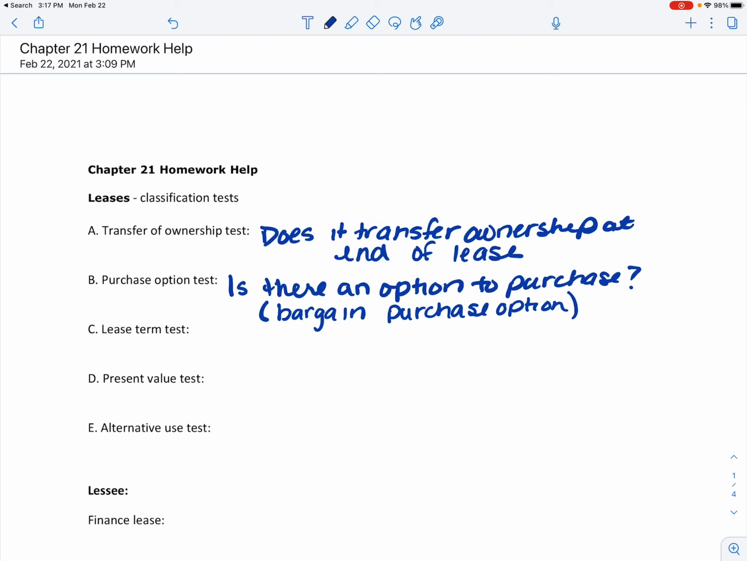All right, let's look at the lease term test. What this is looking at is the lease in number of years. Is it 75% or greater than the life of the asset? So how long is that lease term in comparison to how long that asset is going to last? Another thing you might want to look for, or some keywords, is a bargain renewal option.